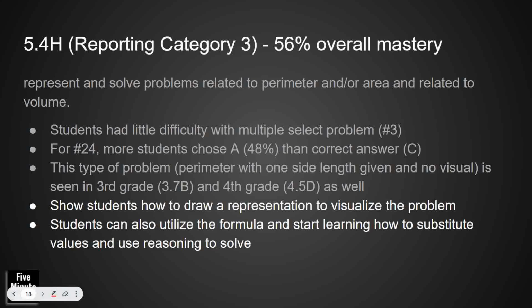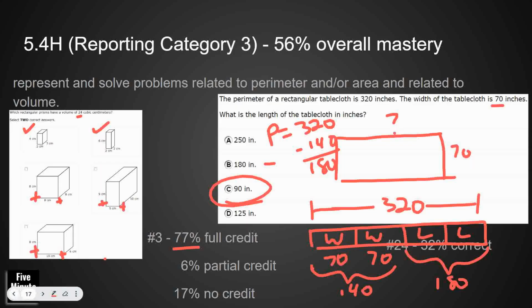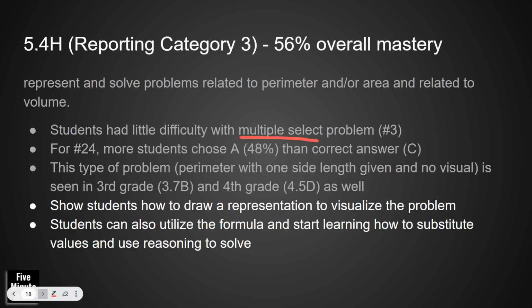They had little difficulty with multiple select. More students chose A, 48%, 250. That wasn't even close. They just did the 320 minus 70. They just subtracted the two numbers they saw, which means they really had no idea how to set it up. And so this type of problem, number 24, perimeter with one side length, no visual, is seen in third grade. We've seen it in fourth grade, and now it's in fifth grade. They're asking the same question 3 years in a row.